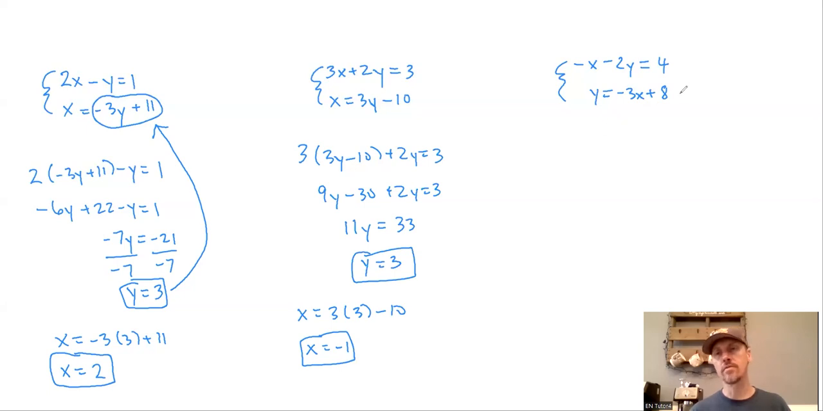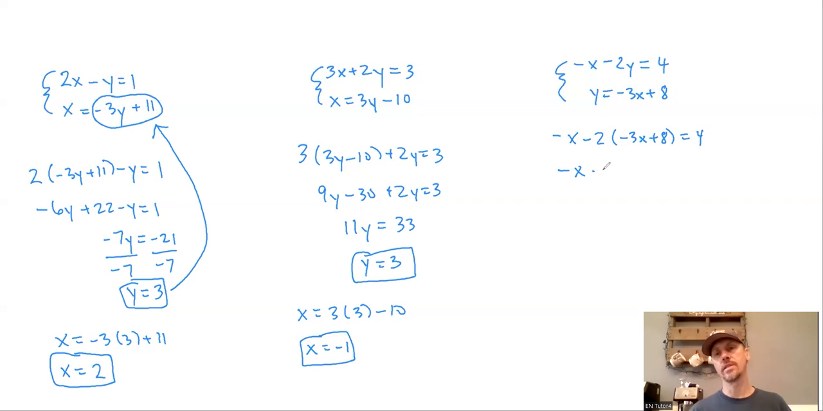Now this one, they didn't solve for x in the second equation. But they've solved for y in the second equation. So we're going to take this value for y and plug it back into this equation up here. Okay, so we'll say negative x minus 2 times the value of y, which is negative 3x plus 8, equals 4, right?